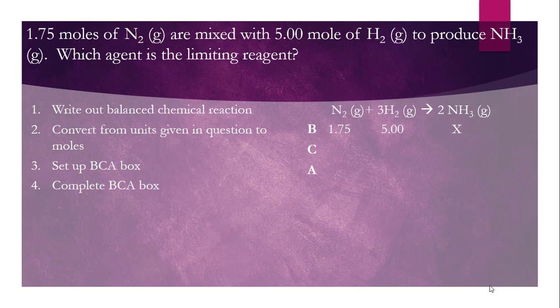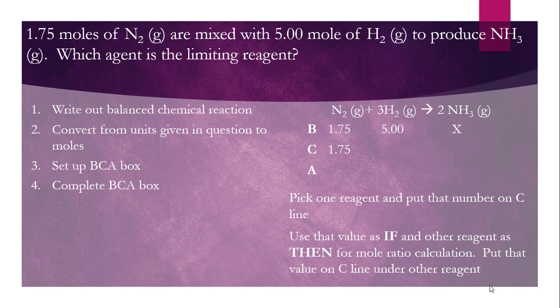Now you're going to complete the BCA box. You pick one reagent and put that number on the C line. It's the same number as on the B line. I usually pick the first reagent in the equation. So here I'm going to put a 1.75 onto the change line. I'm now going to do a stoichiometric calculation using that value as the if, and the other reagent is the then. If I have 1.75 moles of nitrogen, then how many moles of hydrogen do I have? I do the calculation, and I get 5.25 moles.